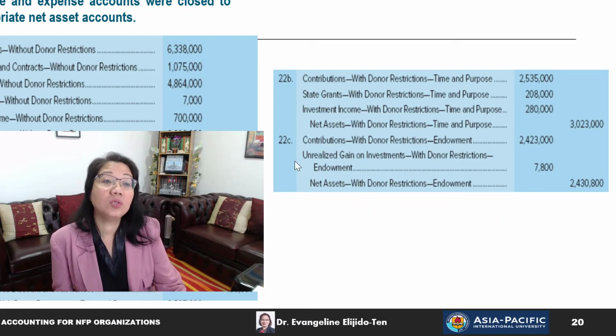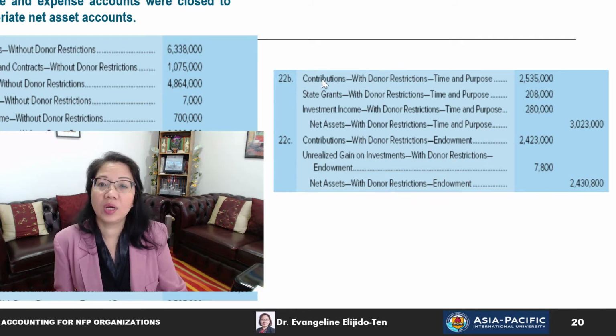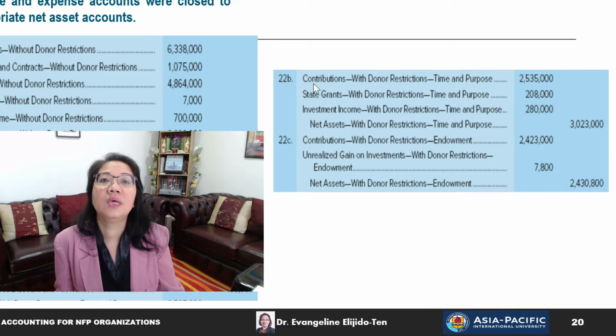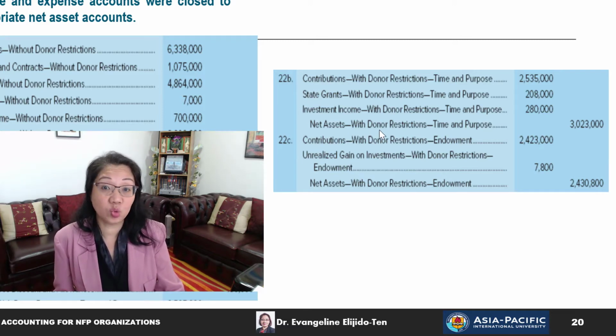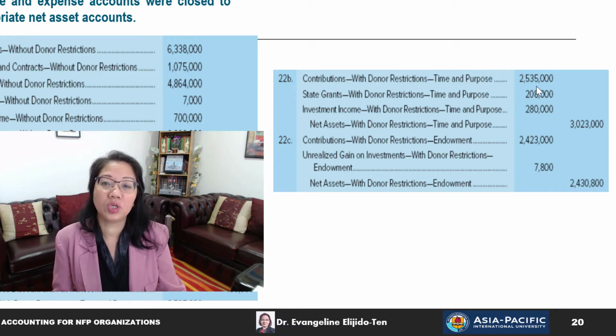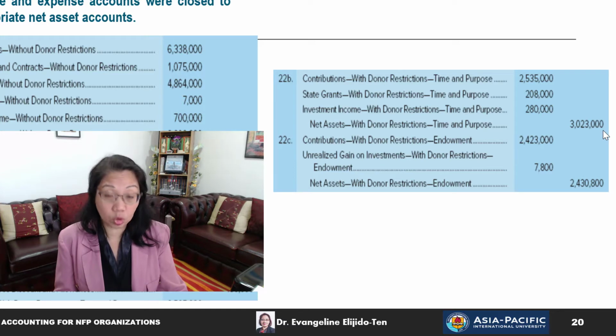Next, in closing entry 22B, we are closing all those contributions with donor restrictions, time and purpose to net assets with donor restrictions. All right. So our journal entry is to debit contributions with donor restrictions, time and purpose, state grants with donor restrictions, time and purpose, and investment income with donor restrictions, time and purpose for the given amounts. And we credit net assets with donor restrictions, time and purpose for the total.